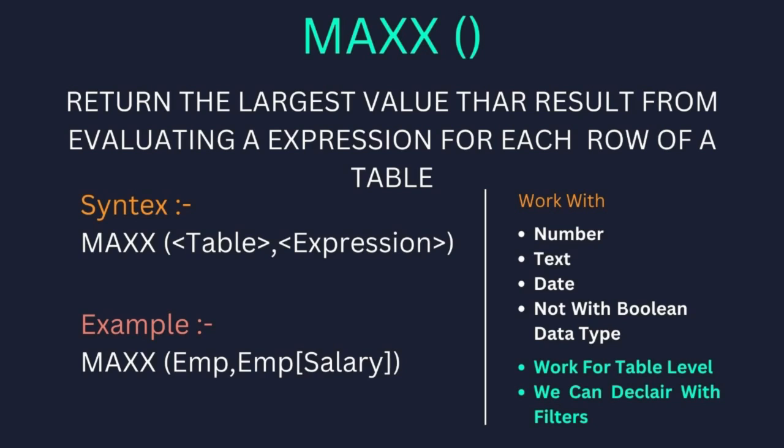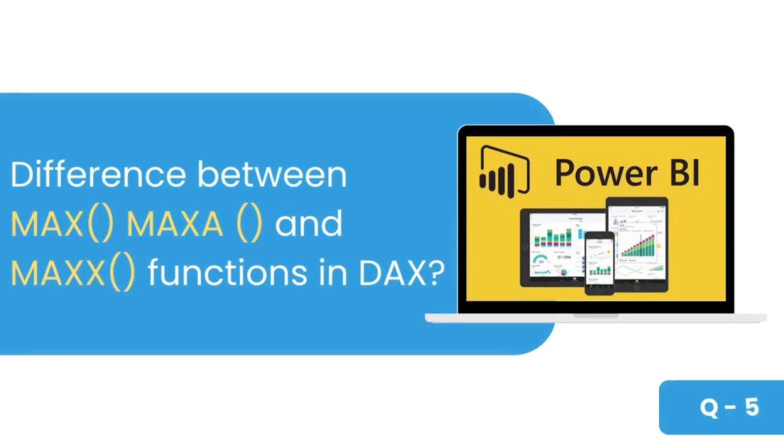On the other hand, the MAXX DAX function works with number, text and date data types, but it is not going to work with the Boolean data type. And the MAXX DAX function works at the table level. It is not going to work at the columnar level. And we can also declare any filters in MAXX DAX functions. So these are a few differences between MAX, MAXA and MAXX DAX functions in Power BI.